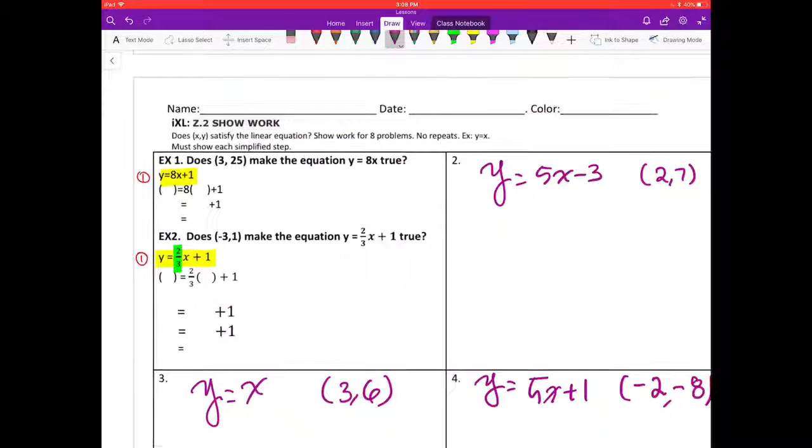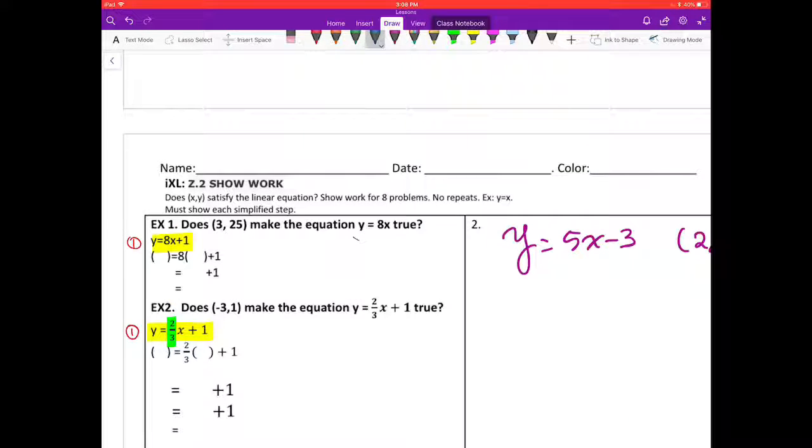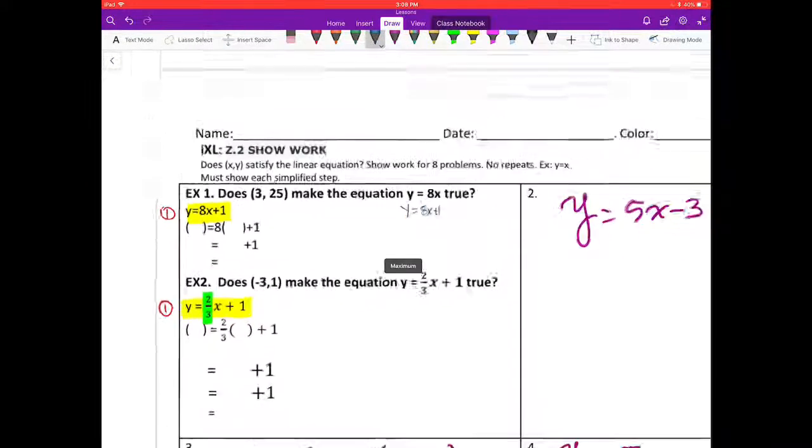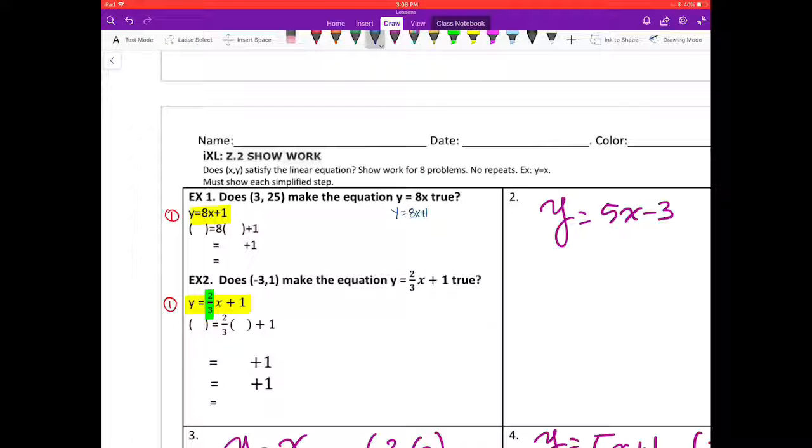Okay, so the next thing that we're going to review is going to be ordered pairs. Does this ordered pair satisfy the linear equation? And there was a typo here. Y equals 8x plus 1. Okay, so y equals 8x plus 1. That was a typo. Does this point fit the line?